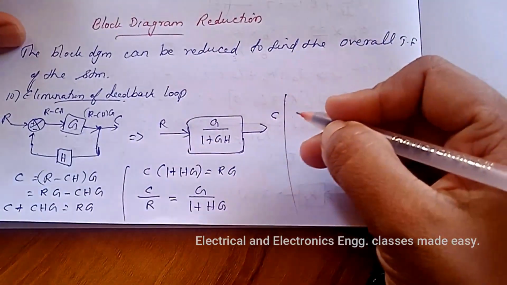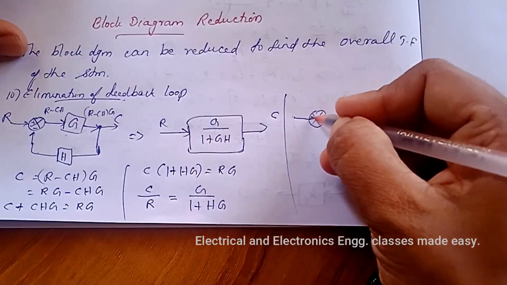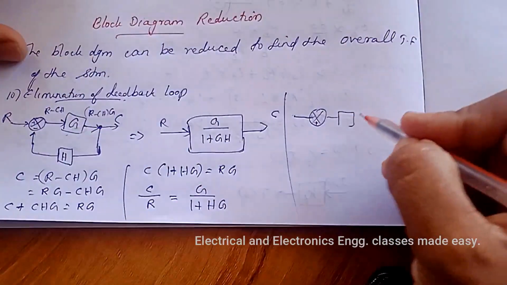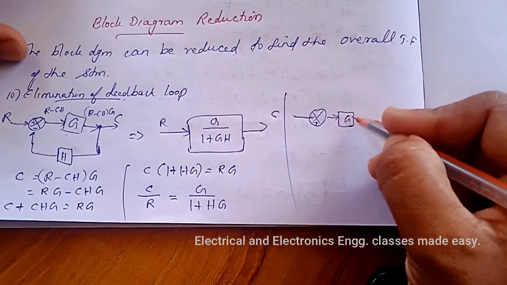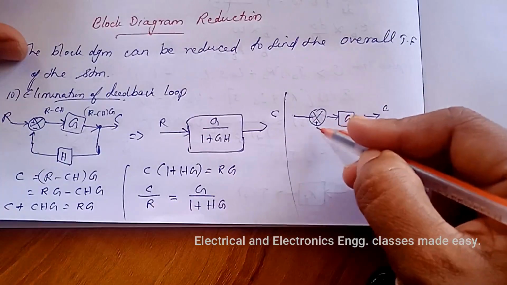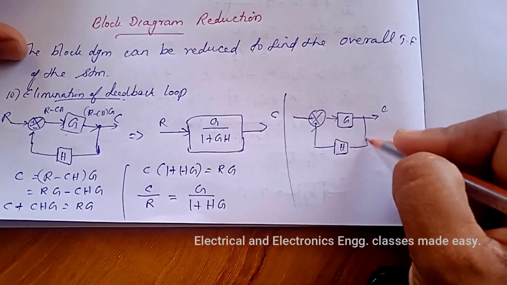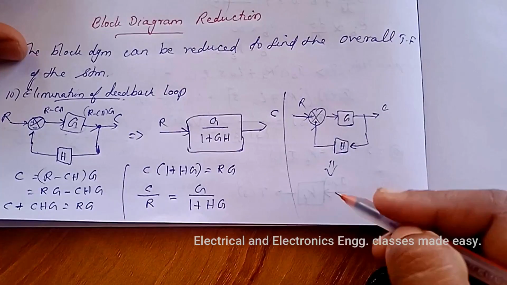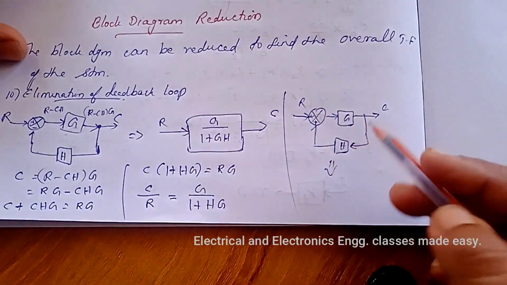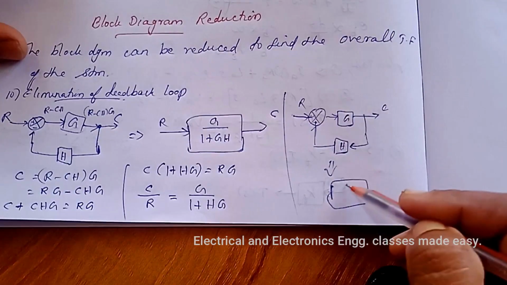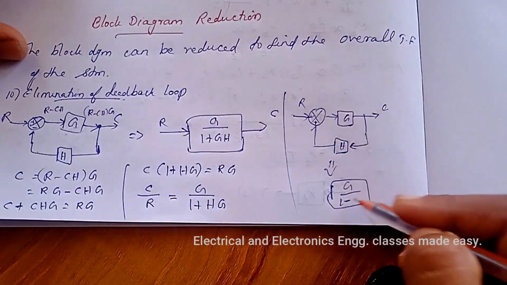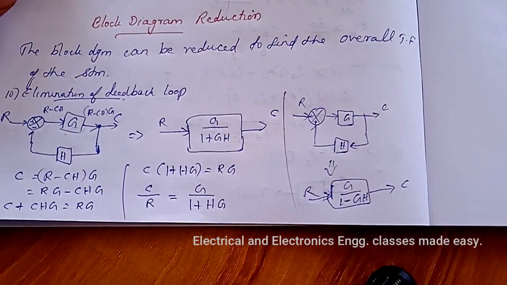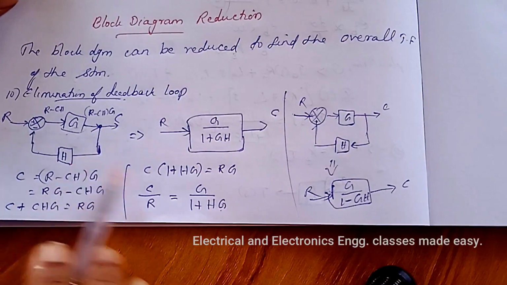Also, if the feedback loop is like this, that is plus plus, positive feedback, and this is negative feedback. If the feedback is positive, with this being H, then we can eliminate this feedback loop like this, that is G divided by 1 minus GH. This is C and this is R. So in this way we are eliminating the feedback loop.